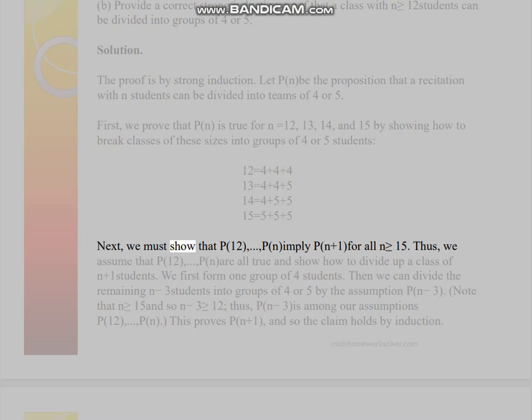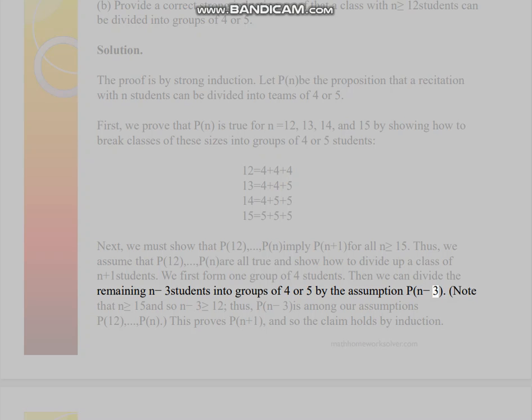Next, we must show that P(12) through P(n) imply P(n+1) for all n greater than or equal to 15. Thus, we assume that P(12) through P(n) are all true and show how to divide up a class of n+1 students. We first form one group of 4 students. Then we can divide the remaining n minus 3 students into groups of 4 or 5 by the assumption P(n-3).